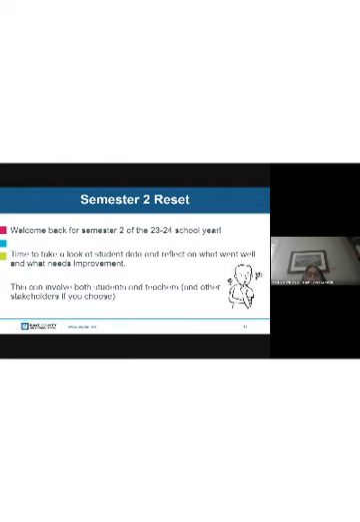So welcome back. Some of you have started back. Some of you will start back soon. So welcome back to semester 2 of the 23-24 school year. At the halfway point, it's always a good time to take a look at how our students are doing and think about what's going well and maybe what needs some improvement. And I think even if your kids are growing the way you want them to, there's always things we can improve on. So it's a worthy conversation to have.